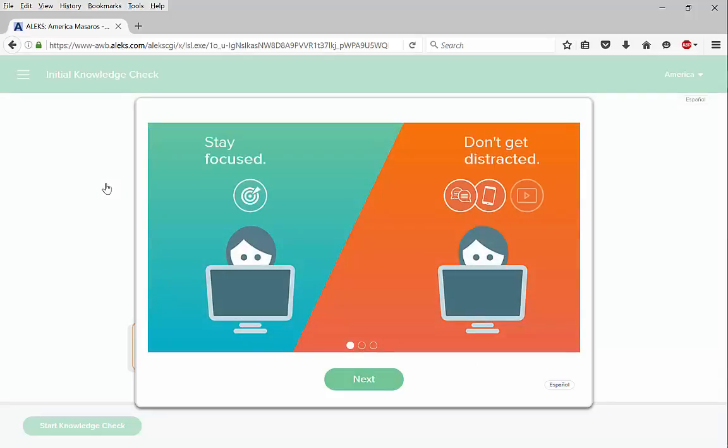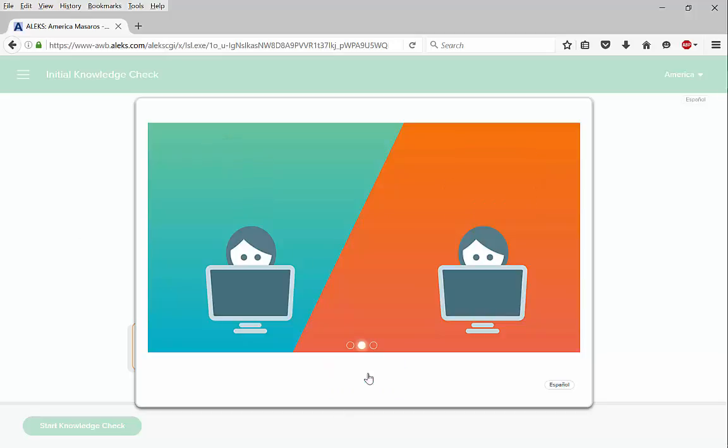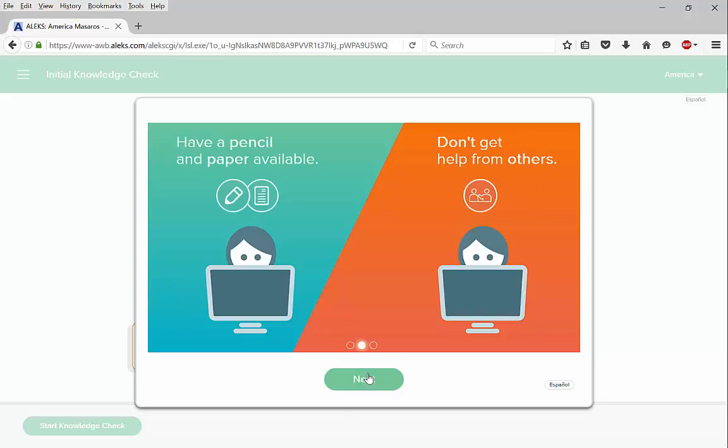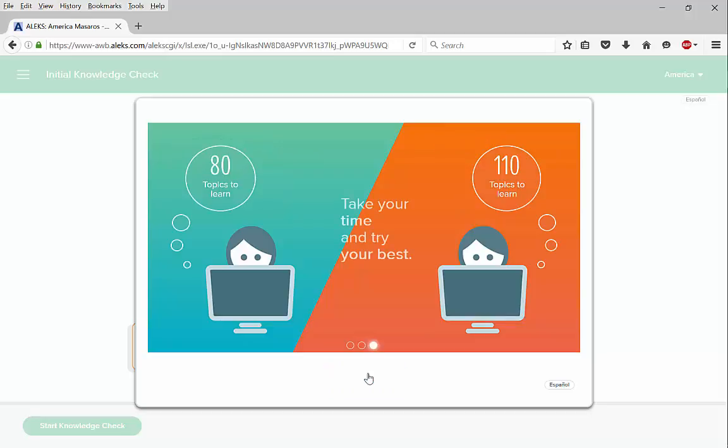Remember, stay focused. That's always a good idea when I'm doing math. Have a pencil and paper available. Remember that you're going to be responsible to turn in your written work from this assessment next week. Oh, and depending on how well I do on this assessment, I might have more or less topics that I need to finish. That's good to know. So I want to do my absolute best.